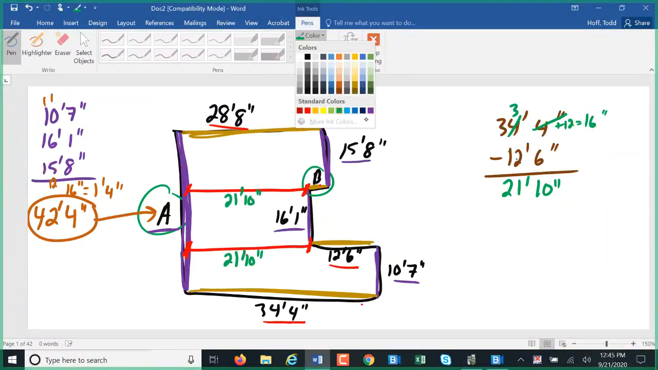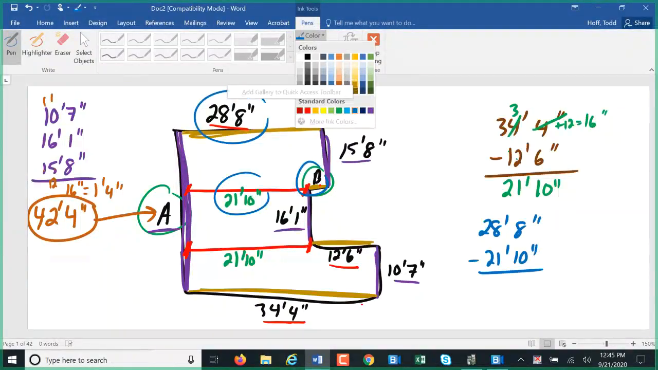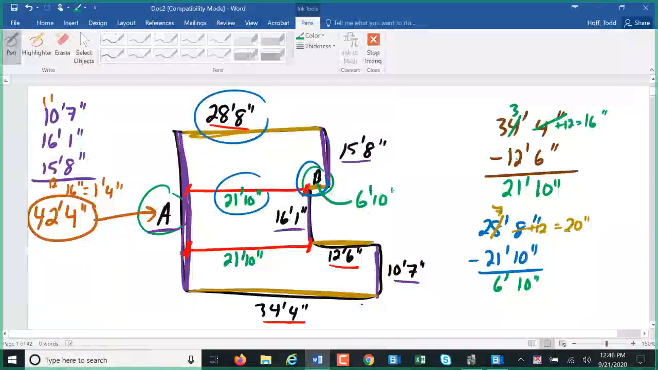So that dimension added with B has to give us the 28 foot 8. So we do the 28 foot 8 inches minus 21 foot 10 inches. 8 minus 10 can't be done, so we're going to borrow from this 8. That's a 7. We add 12 inches here to get 20 inches. 20 minus 10 is 10 inches. 7 minus 1 is 6, and the 2's cancel out, so it's 6 feet 10 inches. Any questions?